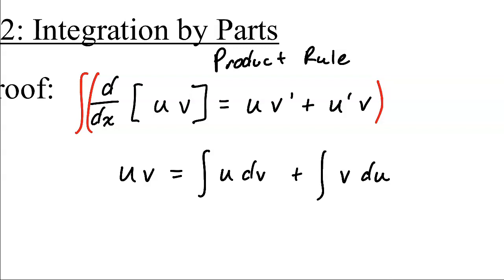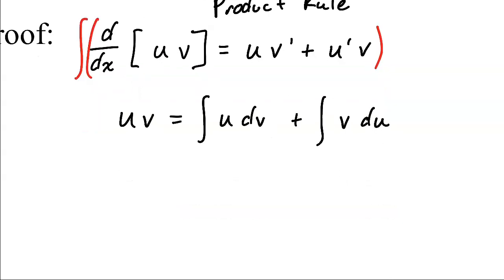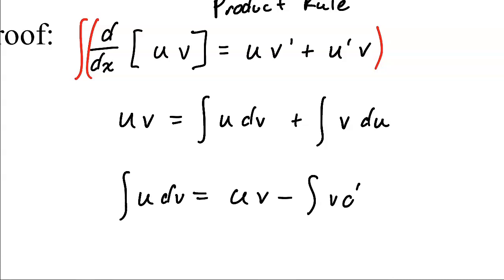Well, we're kind of close, but the thing that kind of sucks here is I have two integrals instead of just one. So what they did is they decided to rewrite this, and there's no rhyme or reason why they did what they did here, but they subtracted over the v du such that I have one integral by itself. So this will be the integral of u dv equals uv minus the integral of v du.